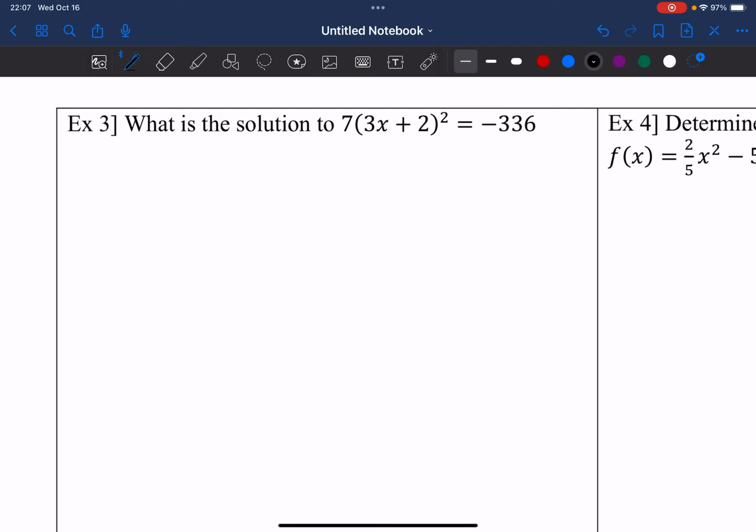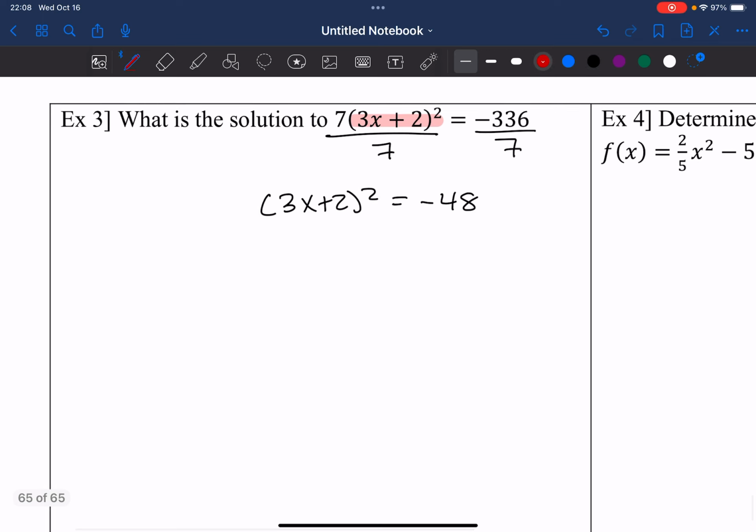Okay, example 3. What is the solution to this equation? So again, we're trying to find our square term, and that is that (3x plus 2) squared. We need to isolate that. Okay, so for here, we are going to divide both sides by 7. So I have -336 divided by 7. So that gives me -48. So I have (3x plus 2) squared is equal to -48.